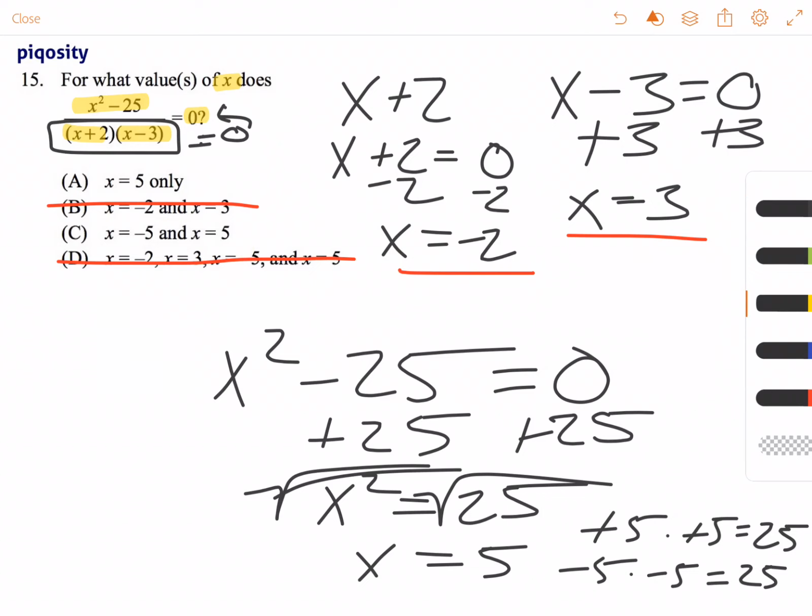If you ever square a number, it could be negative or positive. So answer choice C, where x is negative 5 and x is 5.